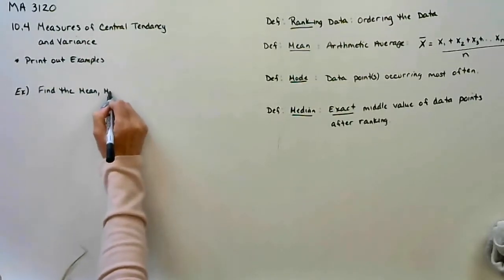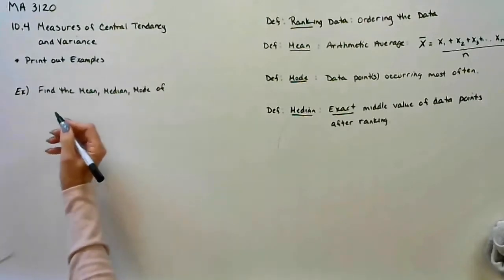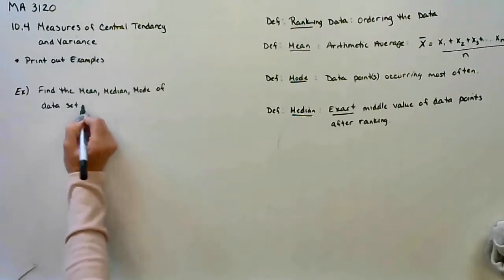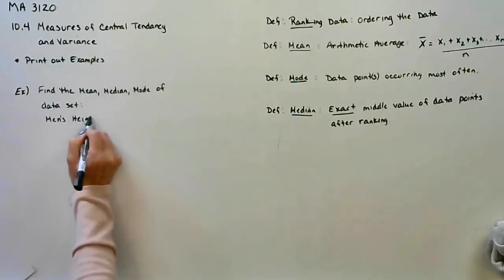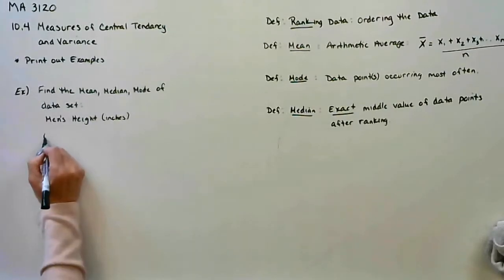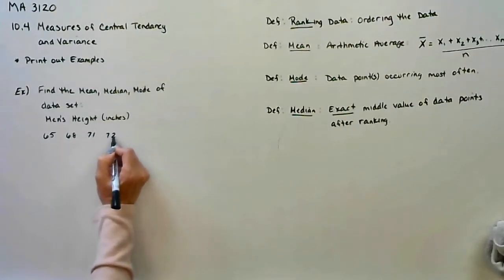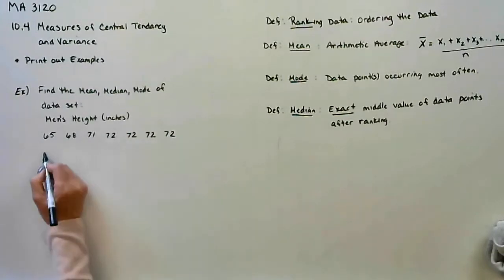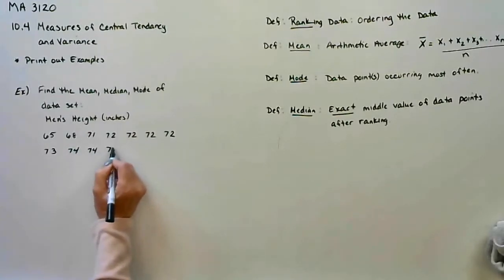Mean, median, and mode of the data set. So here are men's heights, which were measured in inches. I'm going to give them to you the same way they are in the example: 65 inches, 68 inches, 71, 72, 72, 72, 72, 73, 74, 74, and 77.